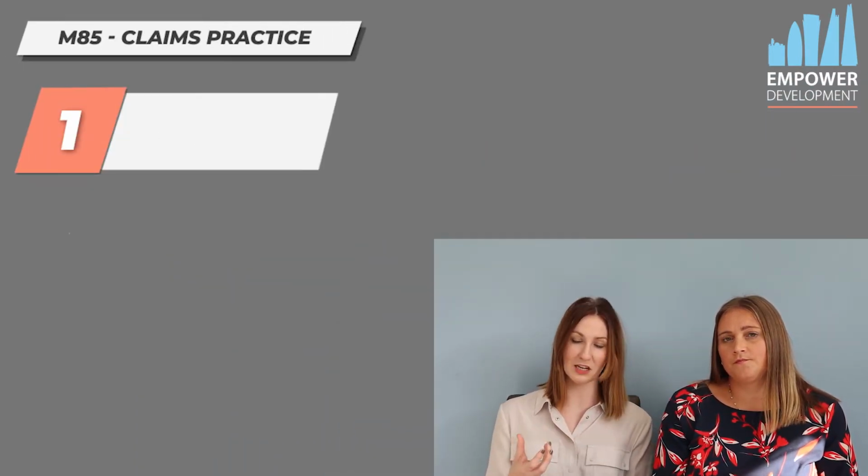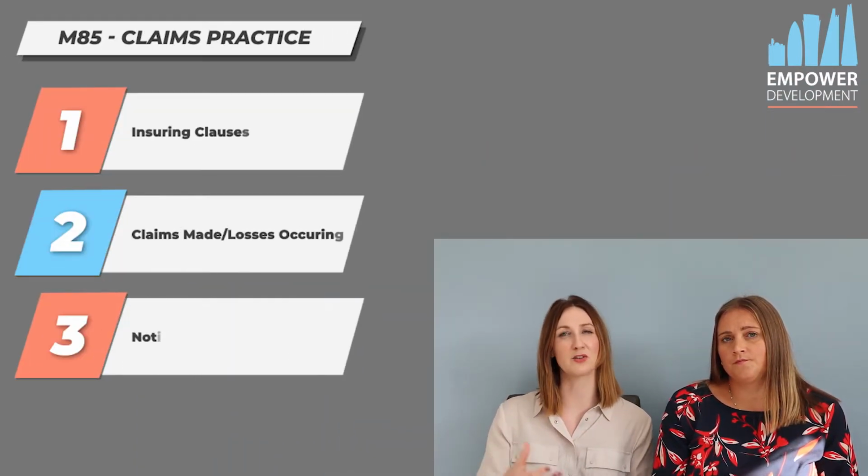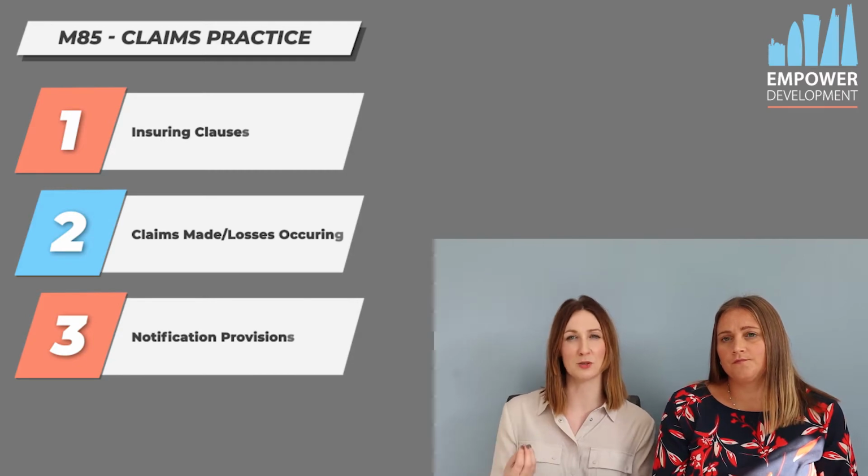ICOBS 8, so it's just the claims handling section of the Insurance Conduct of Business Sourcebook, as well as some of the other areas that you just need to know from a claims adjusting perspective. Then they look at determining the existence of cover. So they'll focus on insuring clauses and how we know the difference between claims made and losses occurring, and some of the notification provisions.